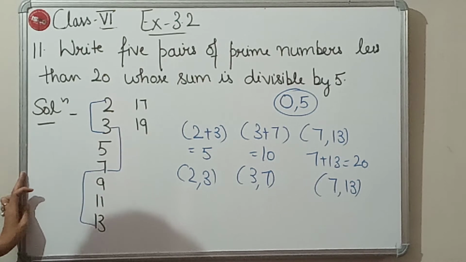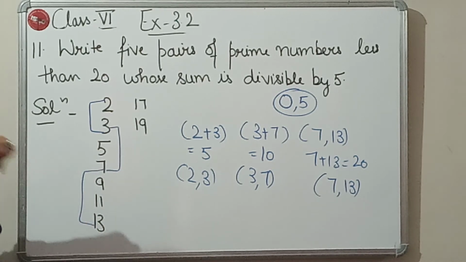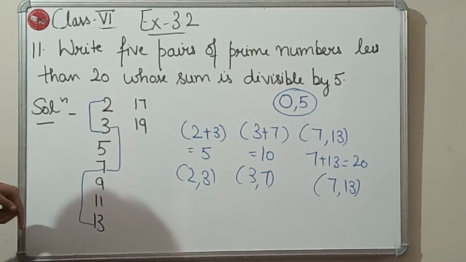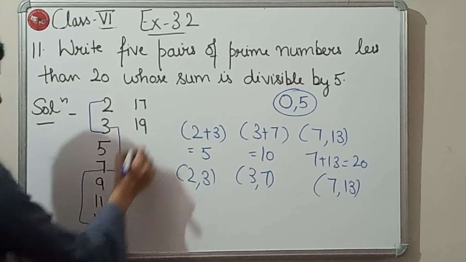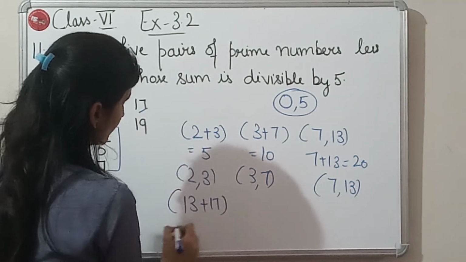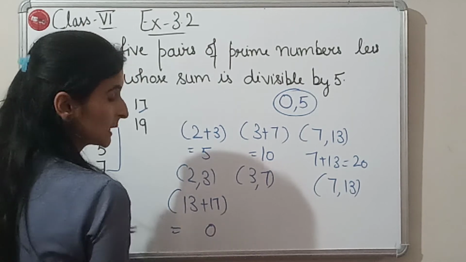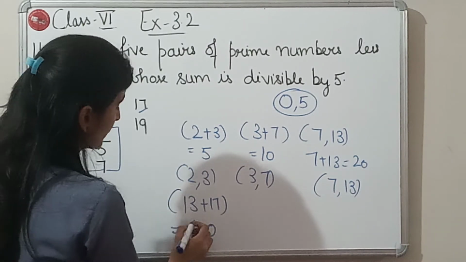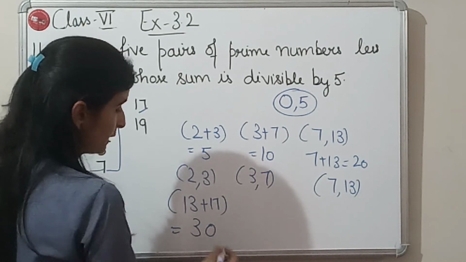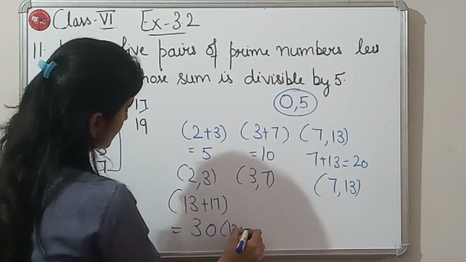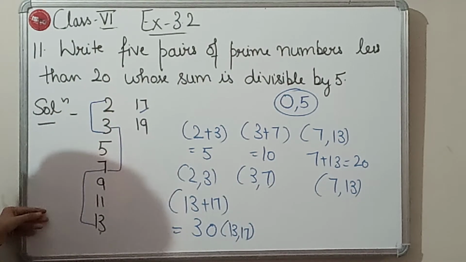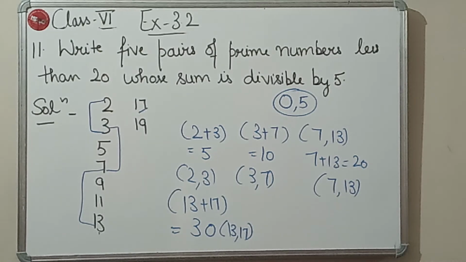After that, we can take what should be added to this 5 here. Okay, suppose I am taking this 13 and 17. 13 plus 17: 7 plus 3 is 10, 1 plus 1 is 2, 2 and 1 is 3. 30 is also divisible by 5. So 13 and 17 is also a pair of numbers whose sum is divisible by 5.